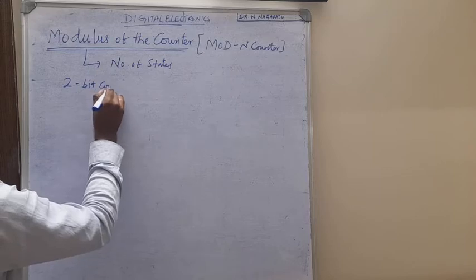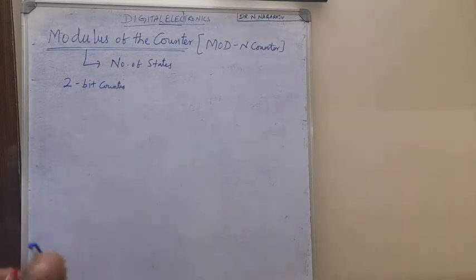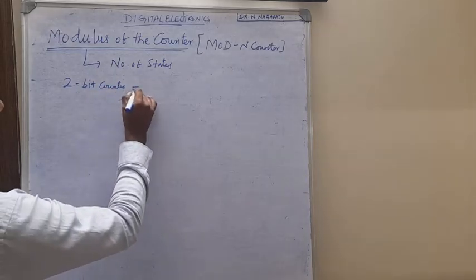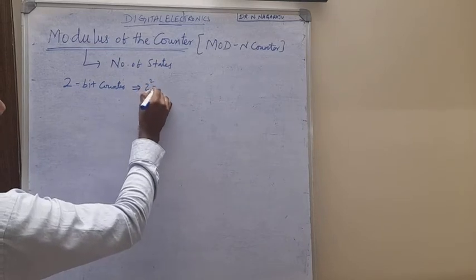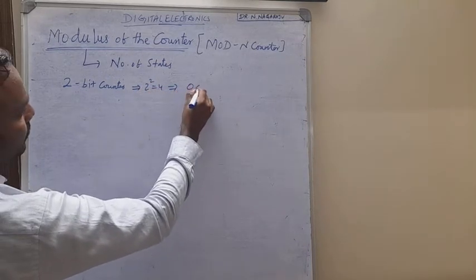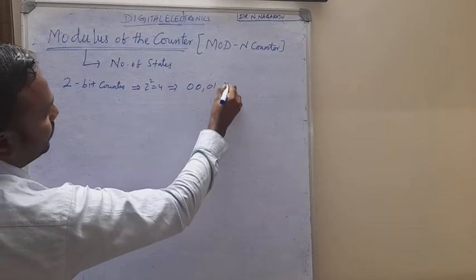So what does a 2-bit counter contain? That is 4 states. A 2-bit counter indicates 2 flip-flops, so 2 power 2 is equal to 4 states. What are the states? 0 0, 0 1, 1 0 and 1 1.